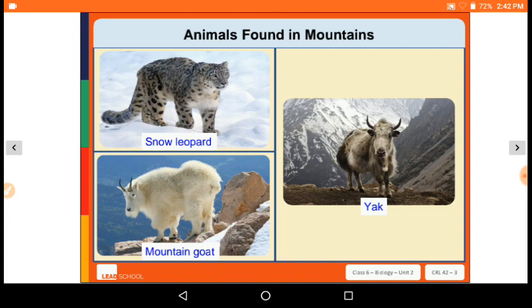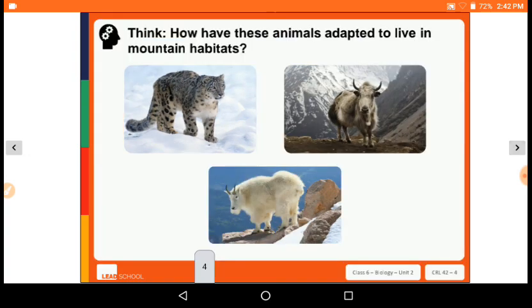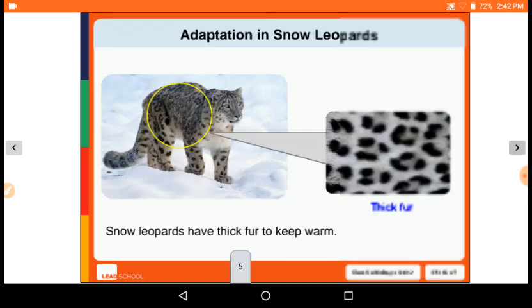So which animals are found in mountain areas? वहाँ पे हम लोग स्नो लेपर्ड्स, माउंटेन गोट और याक जैसे एनिमल्स पाए जाते हैं. How have these animals adapted to live in mountain habitats? So mountain habitats किस तरह से वो वहाँ पे हो सकते हैं? So first, adaptation in स्नो लेपर्ड्स.